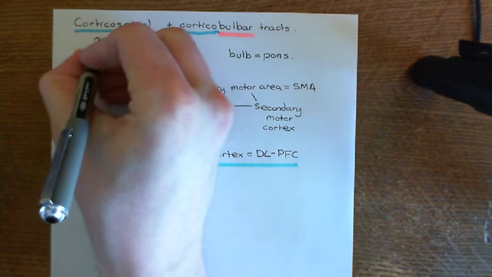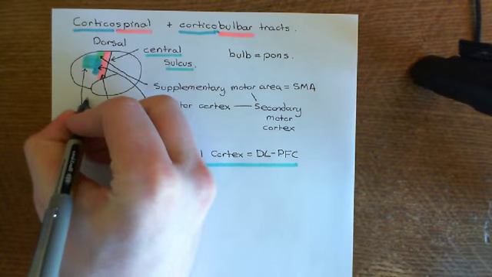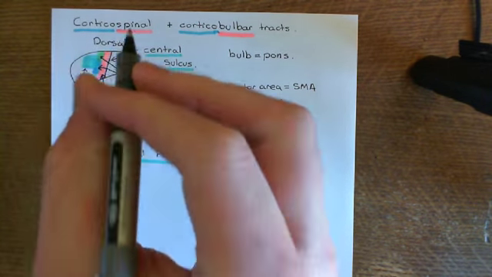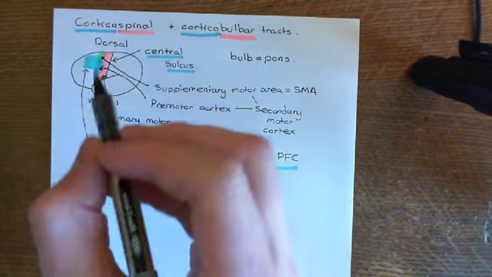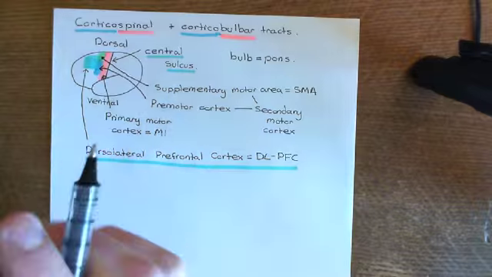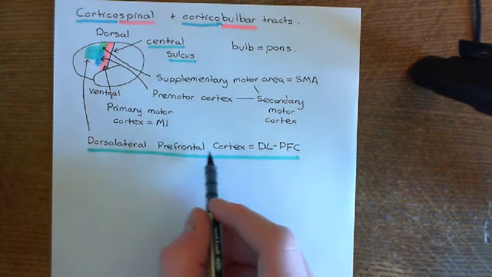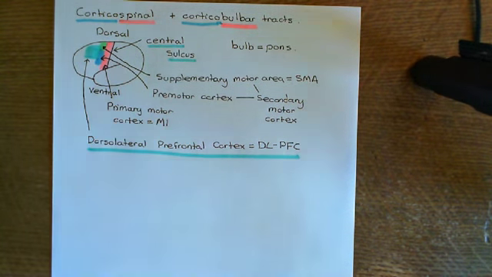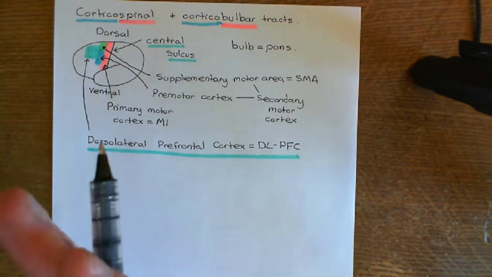Instead, dorsal means towards the top of the brain here, and ventral means towards the bottom of the brain here. You can see that this is quite near the top of the brain, and hence it's called dorso. It's also quite lateral, so it's the dorsolateral prefrontal cortex, and it's called the prefrontal cortex because it's very close to the front here. So those are the different portions of the motor cortex.